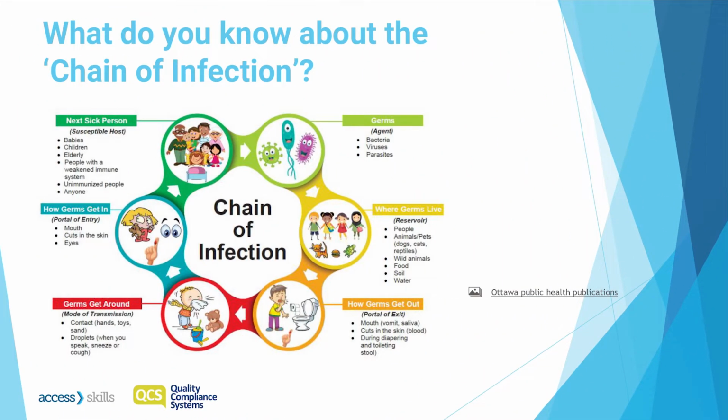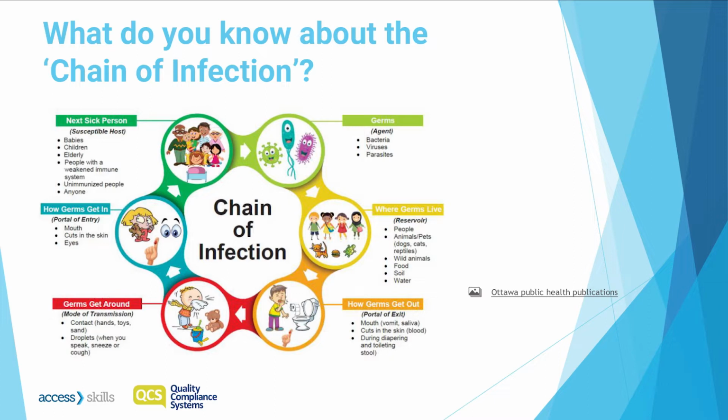Pathogens need certain conditions to survive and thrive. This is called the chain of infection. For now, I will call pathogens germs because it's a term that we're all familiar with. So we start with those germs. They are known, as we've already said, as bacteria, viruses, parasites and protozoa. Where do the germs live? This is called a reservoir.